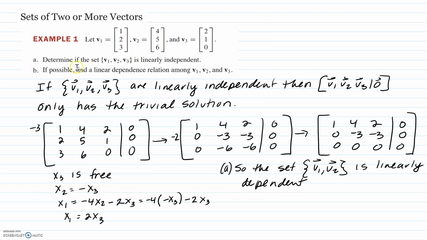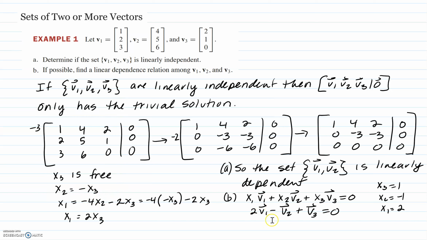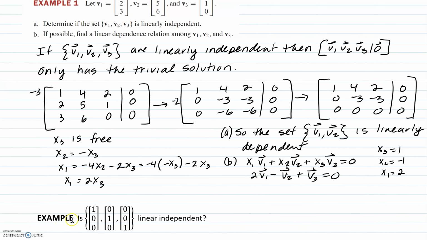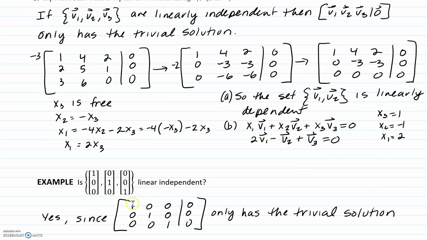Part B asks, if possible, to find a linear dependence relation among the 3 vectors, which is our linear combination with weights x1, x2, and x3. So since there's many answers here, I'm just going to pick anything for x3, maybe 1. So therefore, x2 would be -1, x1 would be 2, and we'd have our relation 2v1 minus v2 plus v3 equals 0. What about this example? Is this independent? This would be yes, since this matrix here only has a trivial solution.